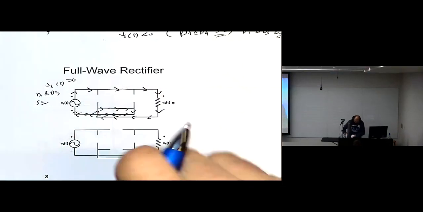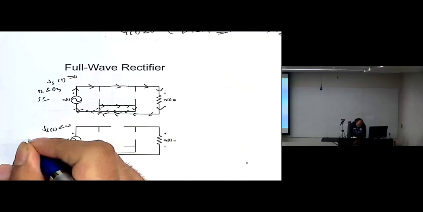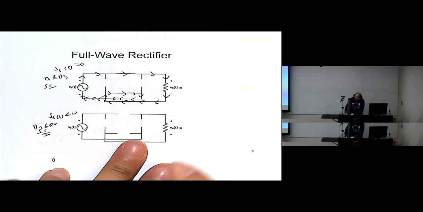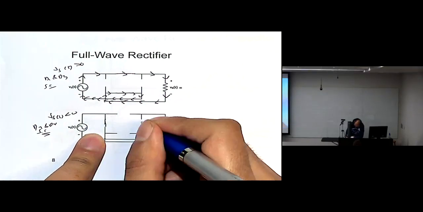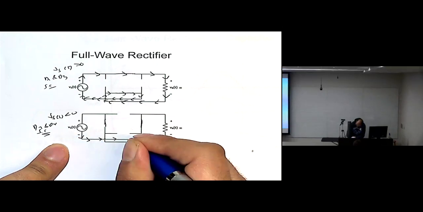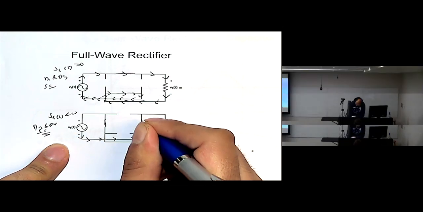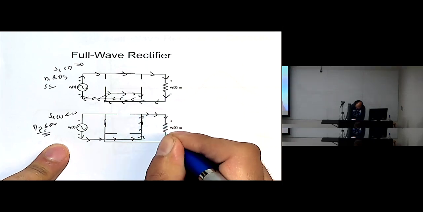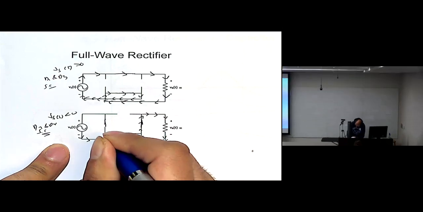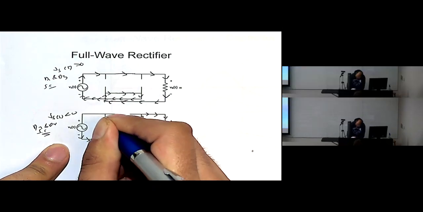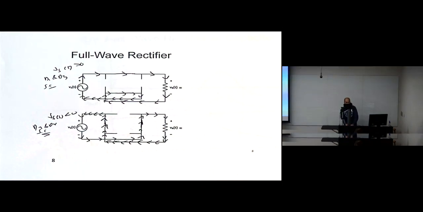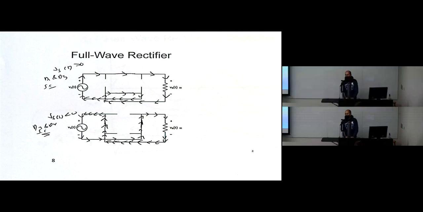Now, if Vs of t is negative, then D2 and D4 are short circuits. So this is D2, this is D4. So the current is flowing here, here, here. Just follow the arrows. Okay? Any questions?